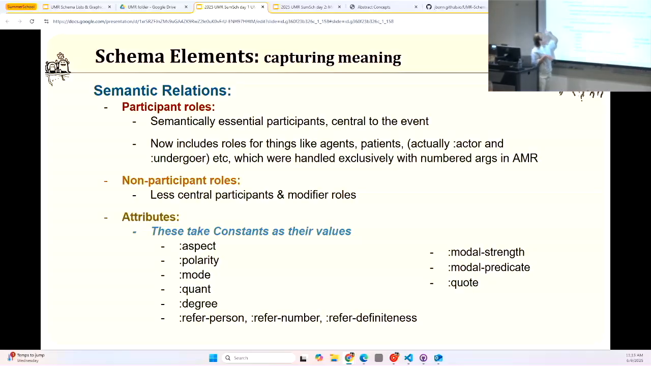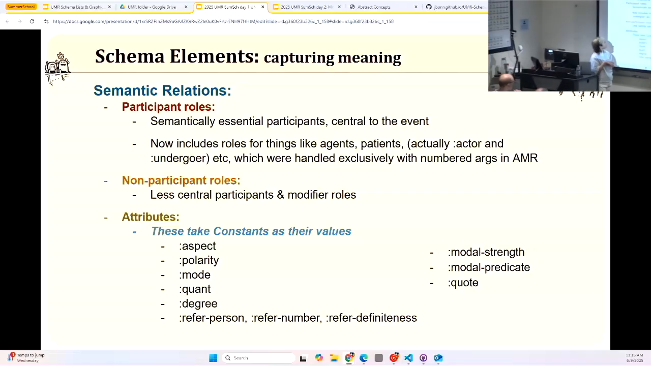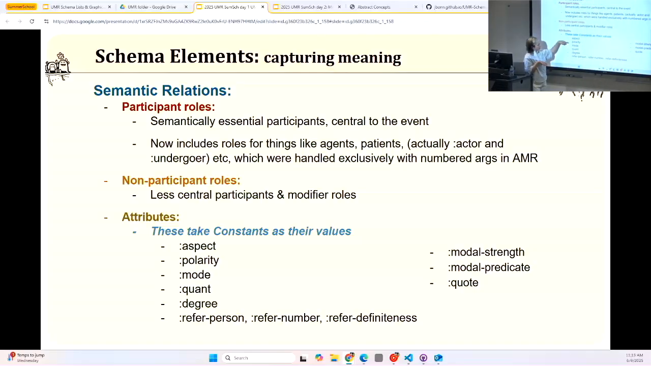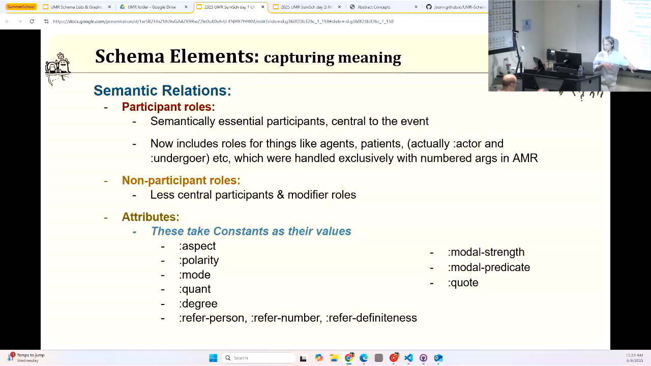Non-participant roles are less central to the event. They're like adverbials, and they can be applied to any kind of event. And then attributes, these are the ones that take constants as their value, so aspect, polarity, mode, quant, degree, and then these are the ones that are used for pronouns. And the modal, but we'll talk about all of those. Those are the 3 types.